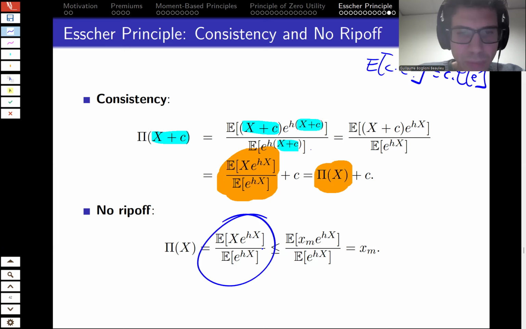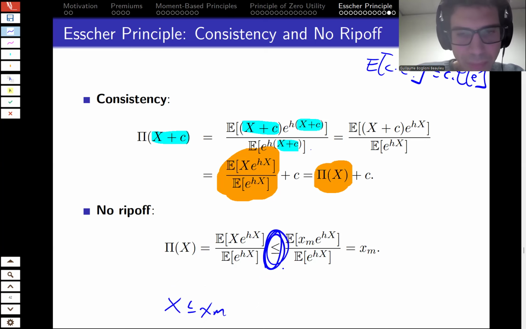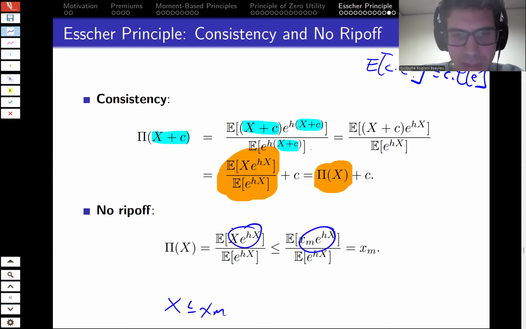Start with the definition of the premium. Now, just replace this one by xm. Recall xm is the upper bound for x. So x is always smaller or equal to xm. So this is why you have this inequality here, because you see this thing is always smaller or equal to this thing, because the only difference is the x that you have replaced by a quantity that is the absolute biggest value that x can take.